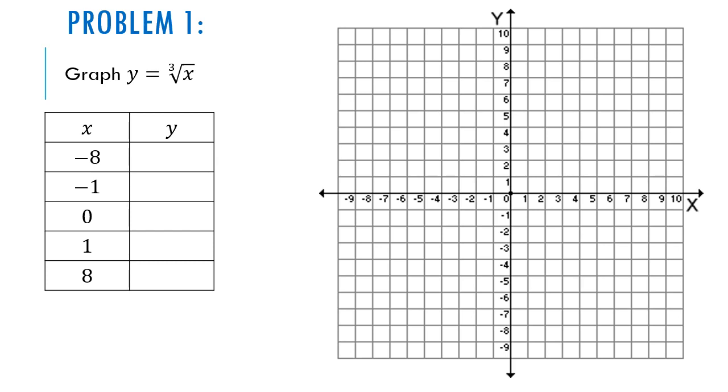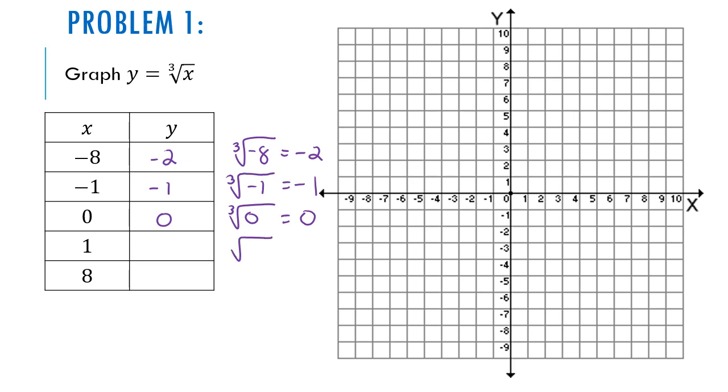So if we start off with taking the -8 and plugging it in, the cube root of -8 is -2. You can check that in a calculator. The cube root of -1 is -1. The cube root of 0 is 0. The cube root of 1 is 1. And the cube root of 8 is 2.